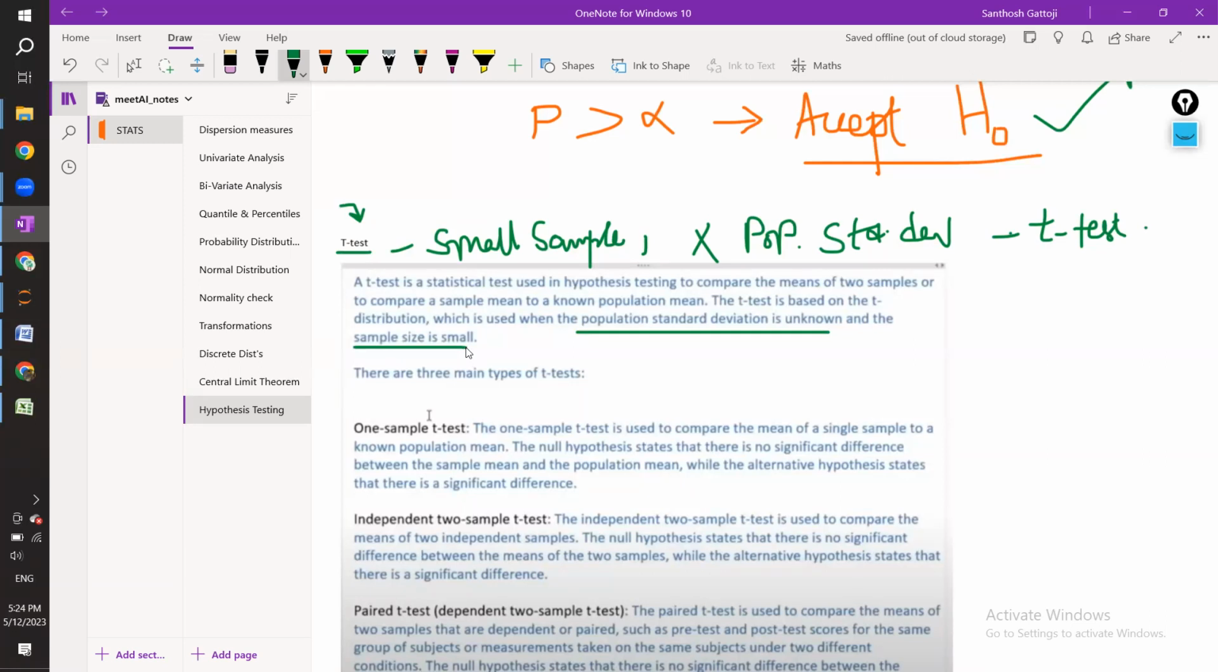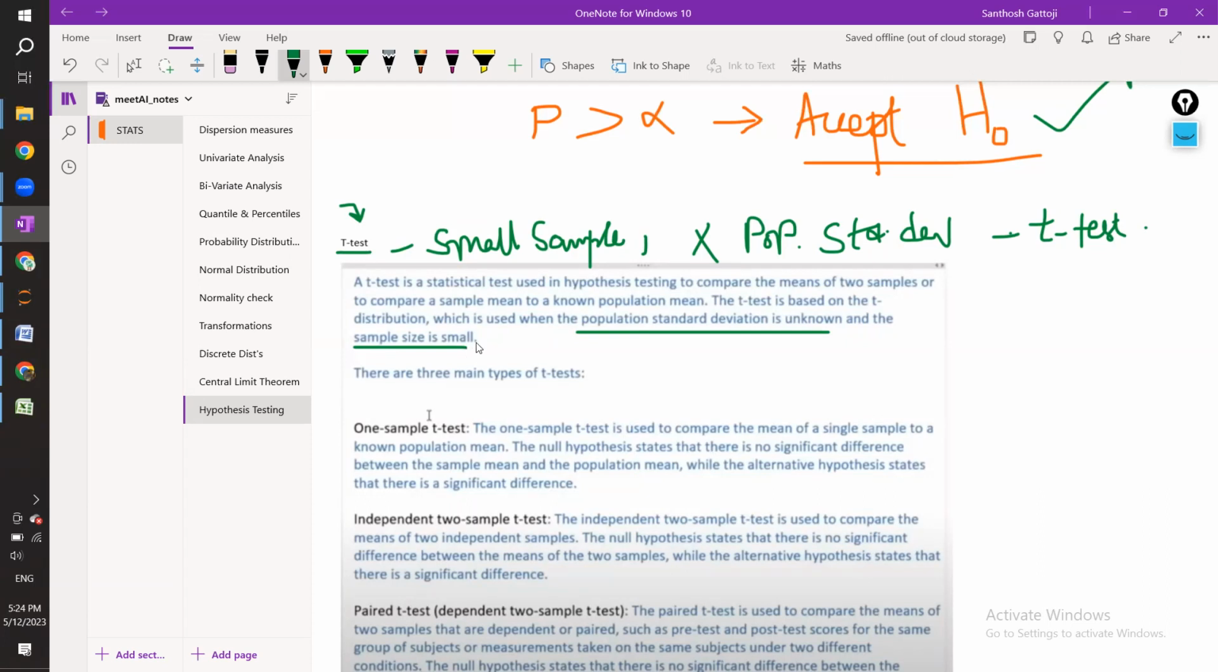What do you mean by small sample here? When the sample size is less than 30, usually. If the sample size is greater than 30, you can go for a z-test. But for a small sample, that means if the sample size is less than 30, like 25, 24, 15, then you need to go for the t-test.